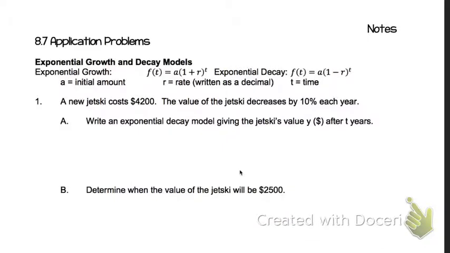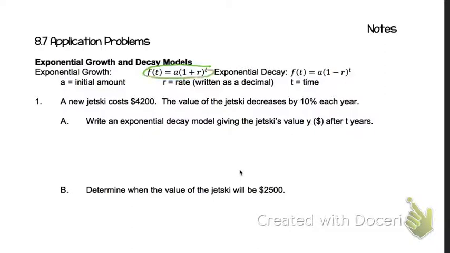Okay, 8.7 is all about application problems. We're talking about exponential growth, exponential decay, interest rates. That's when it gets really interesting. No pun intended. I love dealing with this stuff, like compound interest, that kind of thing. I love it. So here are the two formulas.